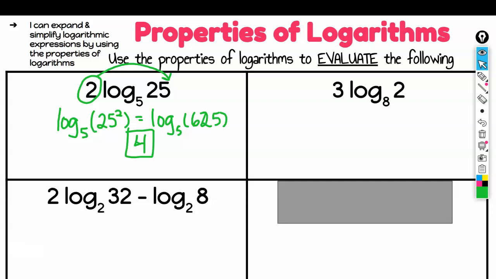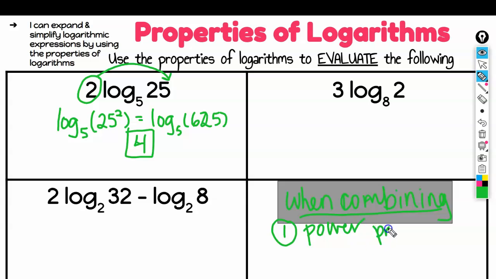Now, when I'm trying to make it simple, when I'm trying to go from 2 logs to 1 log, but I have more than one property at the same time, there is a certain order that we have to go in. So when we're combining, first, we are going to use power property. Then we will use product or quotient property, whichever one pops up first.